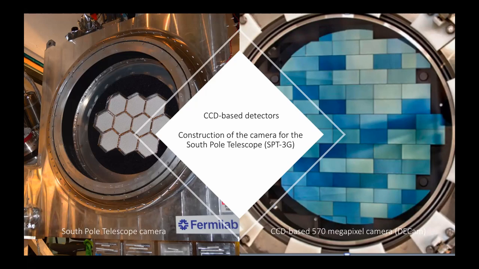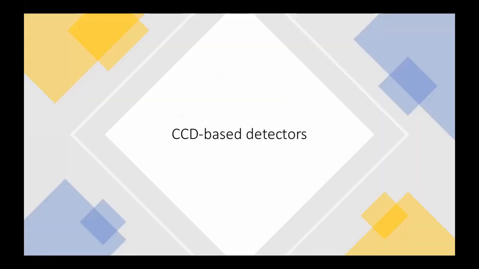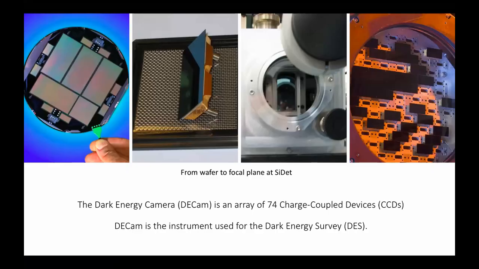So to zoom in even more, because there are so many astrophysics detectors being developed at Fermilab, I thought I'd choose to speak a bit about what we do at SciDot regarding CCD-based detectors and what we have done at SciDot with respect to the construction of the camera for the South Pole Telescope. So first, CCD-based detectors. So at SciDot, we would do the following.